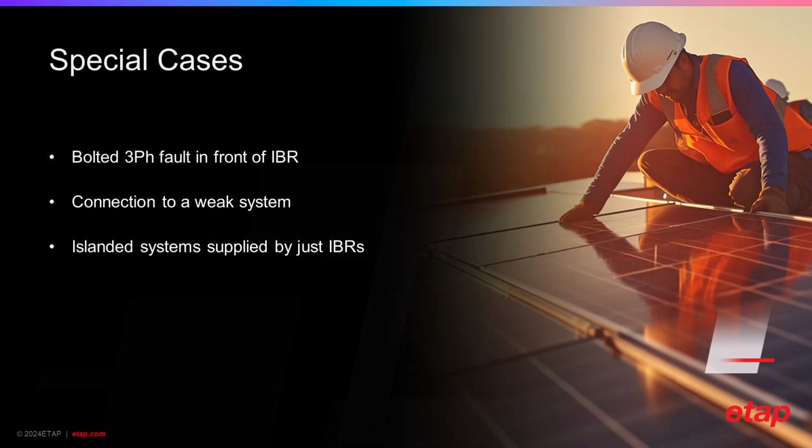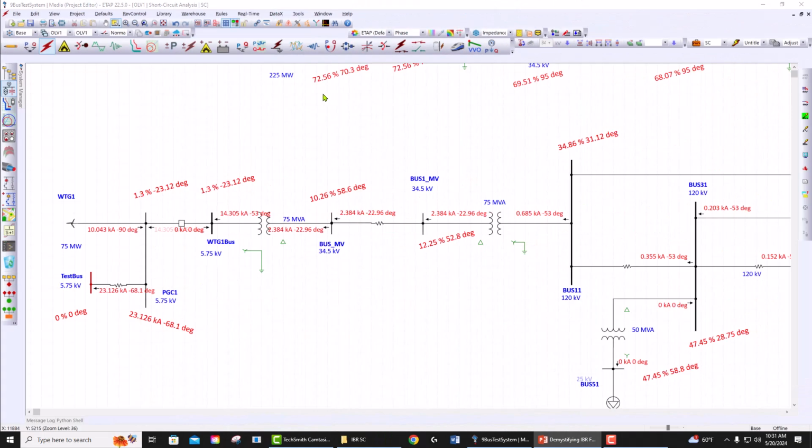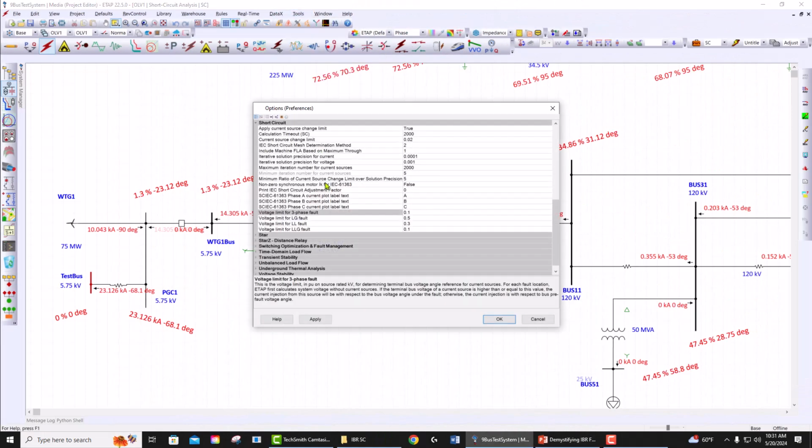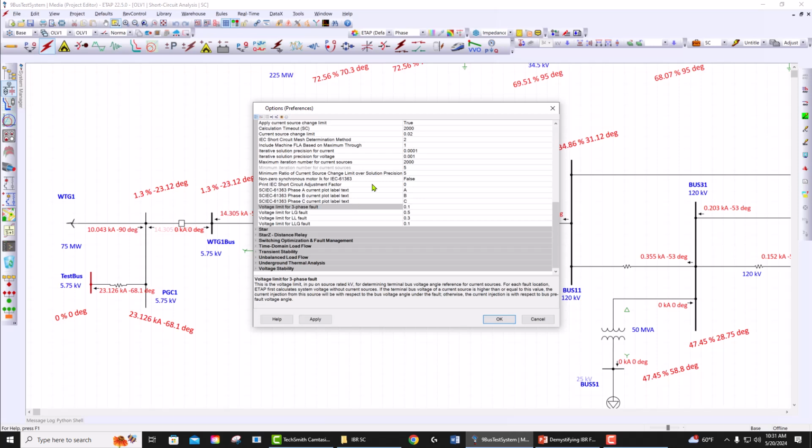ETAP does lots of internal work to make sure that the solution converges, especially when it comes to large networks with lots of IBRs. Now, if you face some issue, again, you can play with the number of iterations and those settings in the option preferences. And if you face other issues, please contact us through customer support, and we'll help you to resolve the issue.